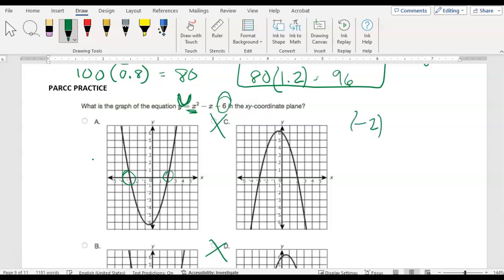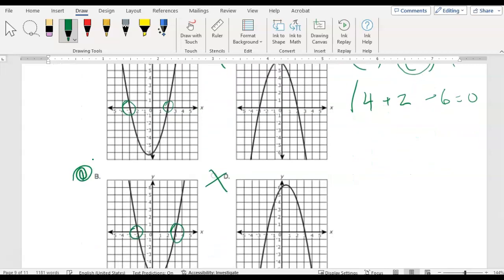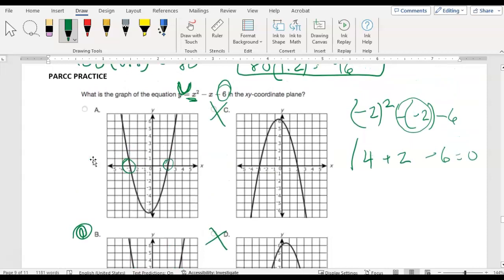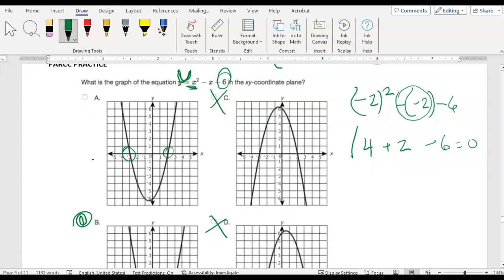So if I plug in negative 2, let's try that. So negative 2 squared minus negative 2 minus 6. This gives me positive 4, plus 2 minus 6 equals 0. That one works. And so that tells me that this one, B, is probably going to be the best. I can check 3 too. So 3 would be 9 minus 3 is 6 minus 6 is 0. That works. If I were to plug in negative 3, I would get 9 minus a negative 3 is plus 3 minus 6. It would be 12 minus 6 is 6. That does not give me a 0. So that's not a point that works. And so therefore we know it's not A.